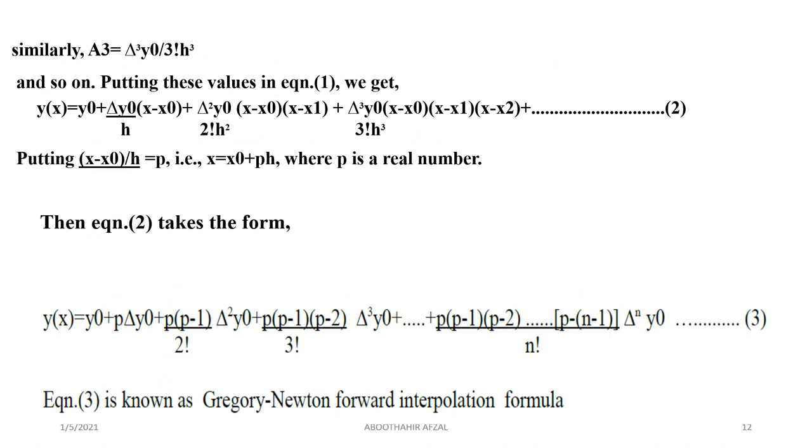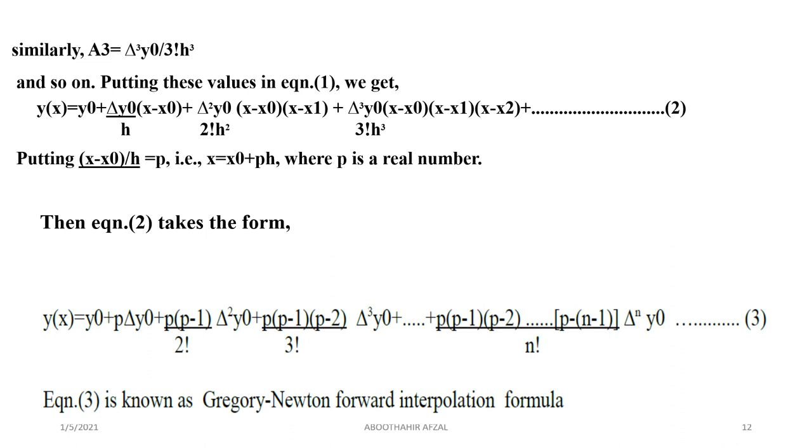I am taking a general point x, where (x minus x0) by h is equal to p. That means I take a point x, and I want to find the value of y at that point x. So (x minus x0) by h is p. So what will x be? That is ph plus x0. So equation 2 is rewritten in terms of p. What I do is just replace (x minus x0) by h with p.